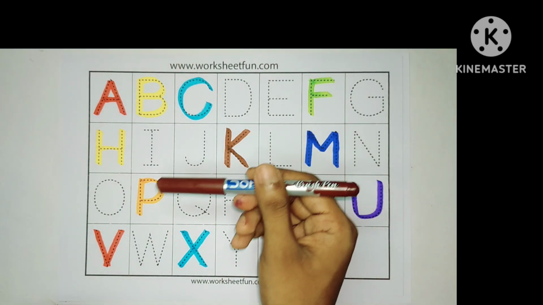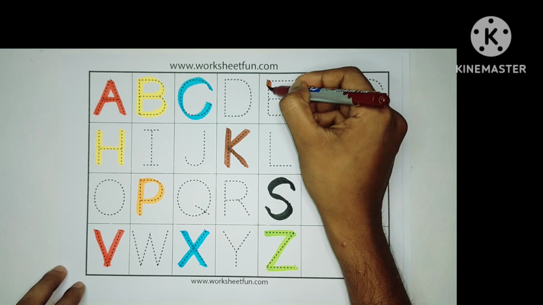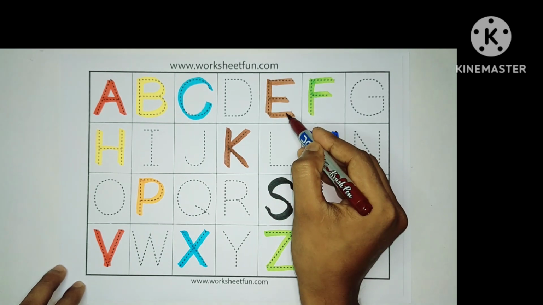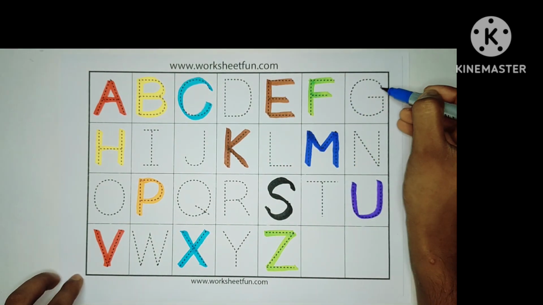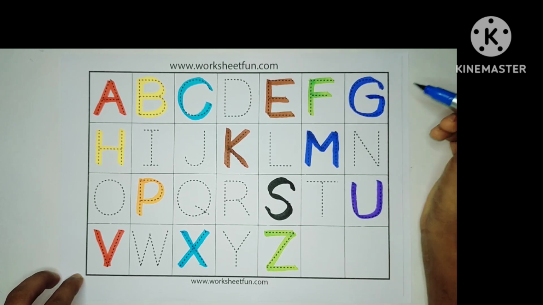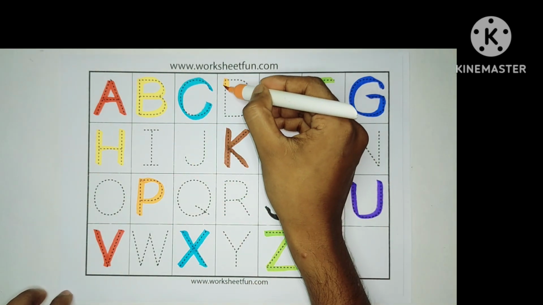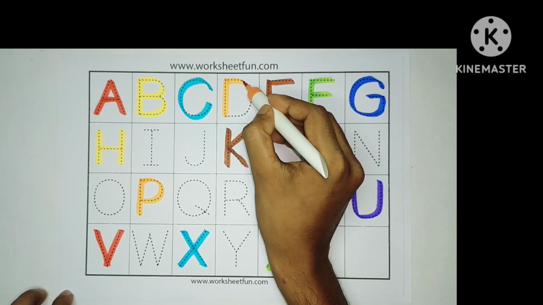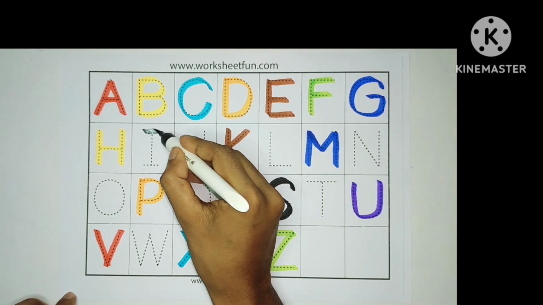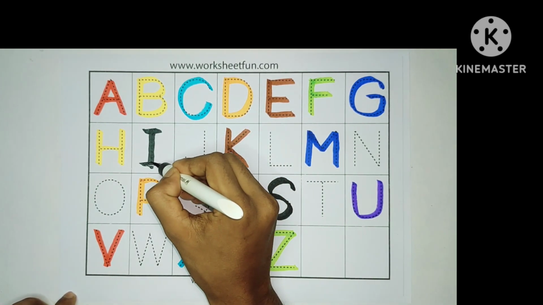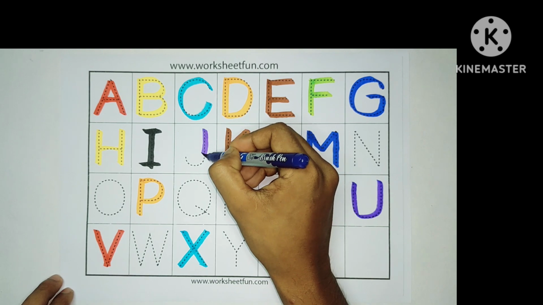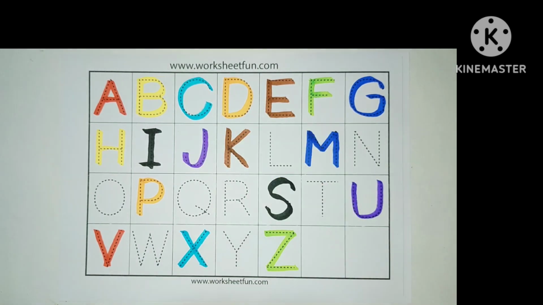Brown color. E. Blue color. G. Orange color. D. Black color. I. Violet color. J. Red color.